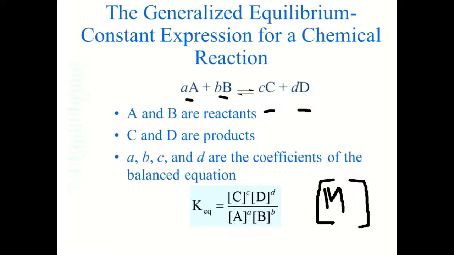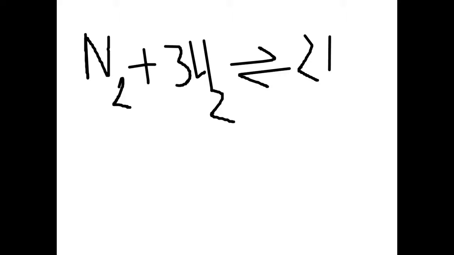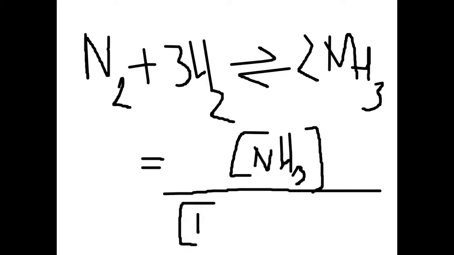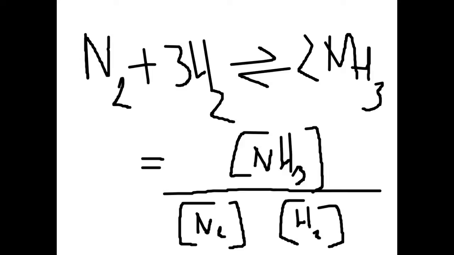So what is that little a, little b, little c, and little d? What are those? They are the coefficients in a balanced equation. So if I were to write the equilibrium concentration for this, nitrogen plus 3 hydrogen gives me 2 ammonia, what would my equilibrium expression be? It would be the concentration of ammonia, yes, the product, divided by the concentration of nitrogen times the concentration of hydrogen. Yes?